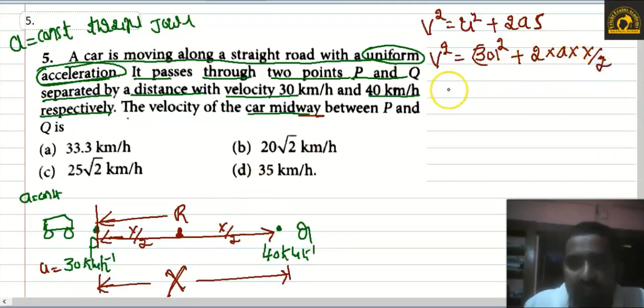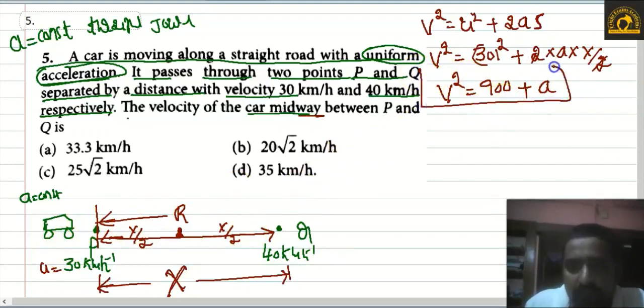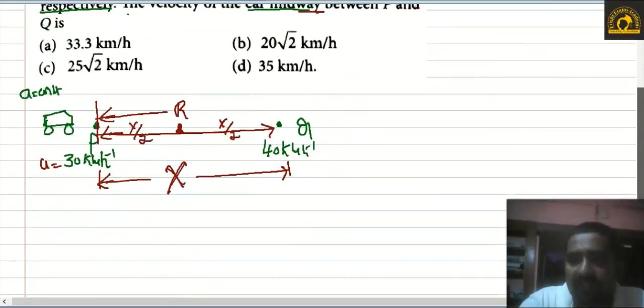Now the 2 gets cancelled, so v squared is equal to 900 plus a x. You have to find the acceleration of the car. This is the v squared value, and now we have to find the value of a, the acceleration of the car.